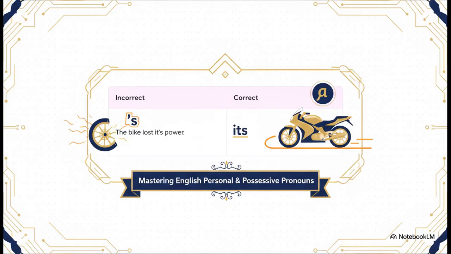Next up is the dreaded apostrophe trap. Look at the incorrect sentence. "The bike lost it's power," with an apostrophe. Because of that apostrophe, that actually translates to "the bike lost it is power," which, let's be honest, makes absolutely no sense at all. Remember, when you're showing possession for an object or a machine, the word "its" has no apostrophe. I know it's a small detail, but getting it right in your writing makes you look incredibly professional.